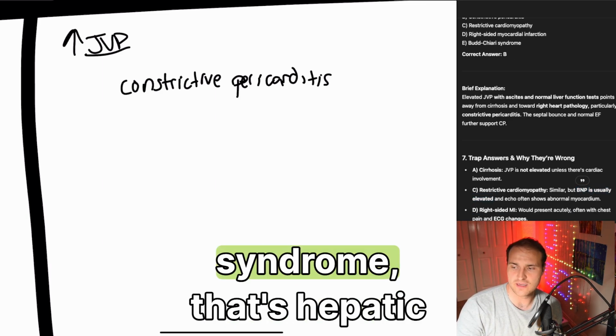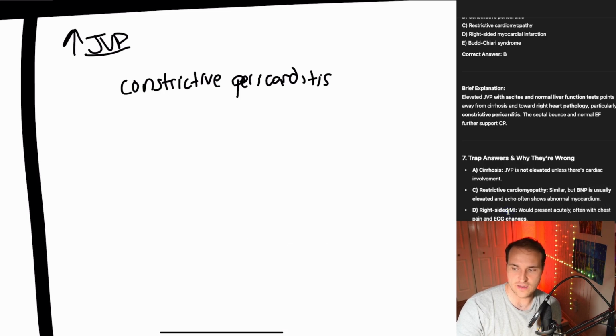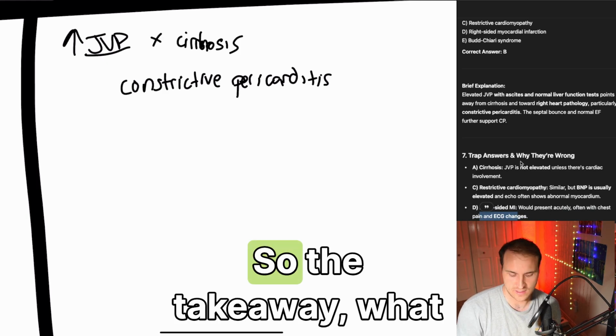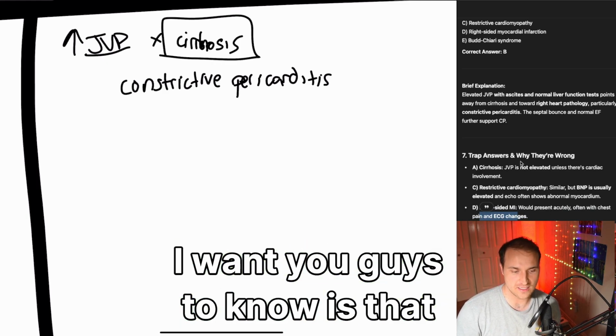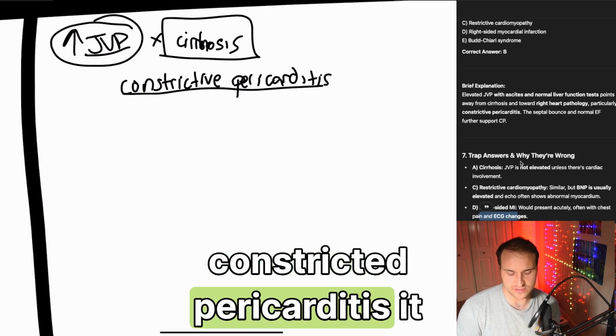For instance, Budd-Chiari syndrome, that's hepatic vein thrombosis, painful hepatomegaly, but JVP would not always be elevated. Right-sided MI, chest pain, and also the ECG was normal. So the takeaway, what I want you guys to know is that in cirrhosis, the JVP is not always going to be elevated. However, in constricted pericarditis, it will be.